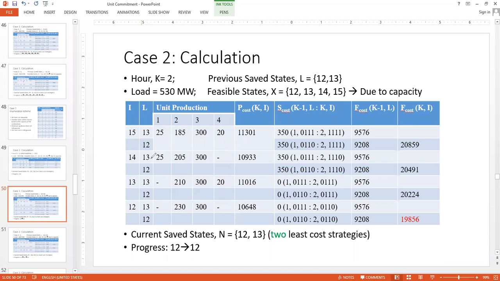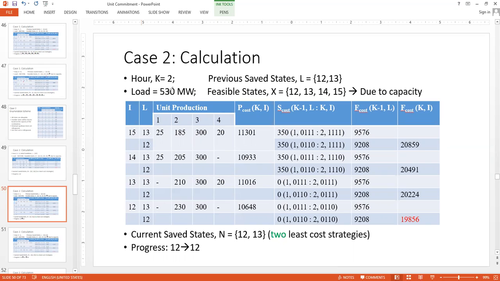Now, if I jump from 13 to 12, let's start from here. From 13 to 12. From 12 to 12, there is no transition cost. From 13 to 12, I'm going to 12. So 12 means 0, 1, 1, 0, 0, 1, 1, 0.